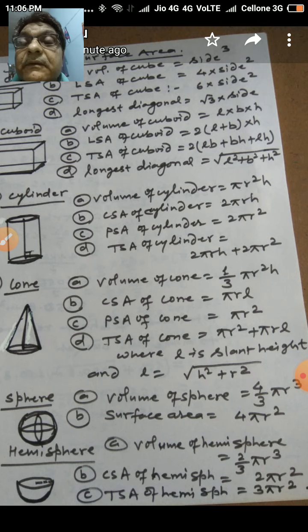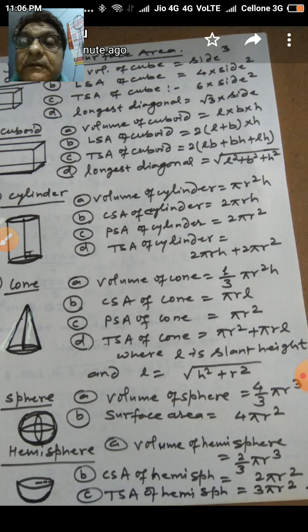And the total surface area of a cone: one thing, the plane surface area, which is present in the base of the cone. If it is closed, then since it is circular in nature, it is pi r square. Now total surface area is equal to plane surface area plus curved surface area, that is pi r square plus pi r l.